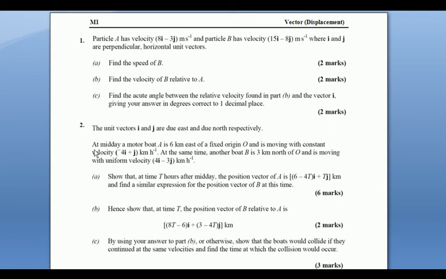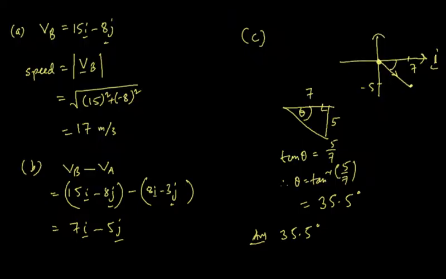The next question is, at midday, that means 12 p.m., a motorboat A is 6 km east of a fixed origin. So without reading it further, we can just write this down. The 6 km east means 6 km, and east unit is i unit, so that means 6i.